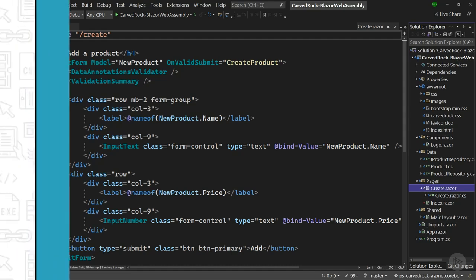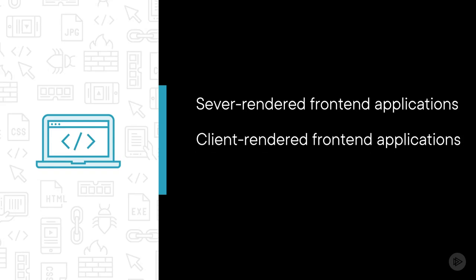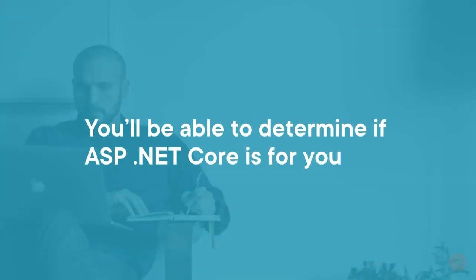Here are some major topics I will talk about. Server-rendered front-end applications with MVC and Razor Pages, client-rendered front-end applications with Blazor, and back-end APIs with gRPC and Web API. By the end of this course, you'll be able to determine if ASP.NET Core is for you, and more importantly, what it contains and how each contained technology works.